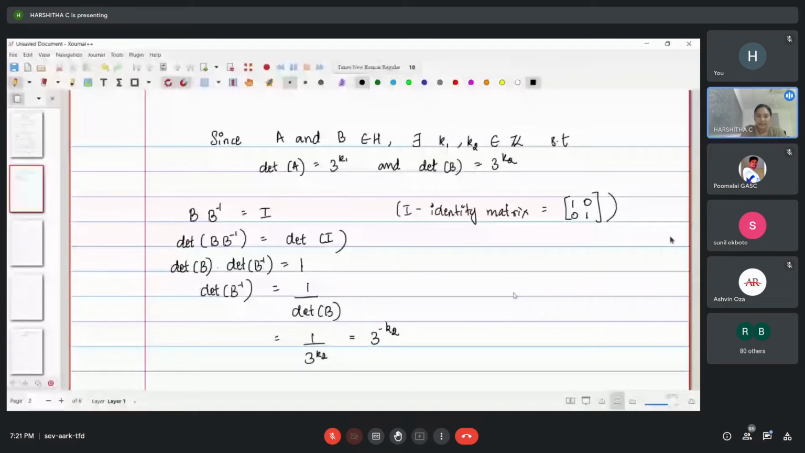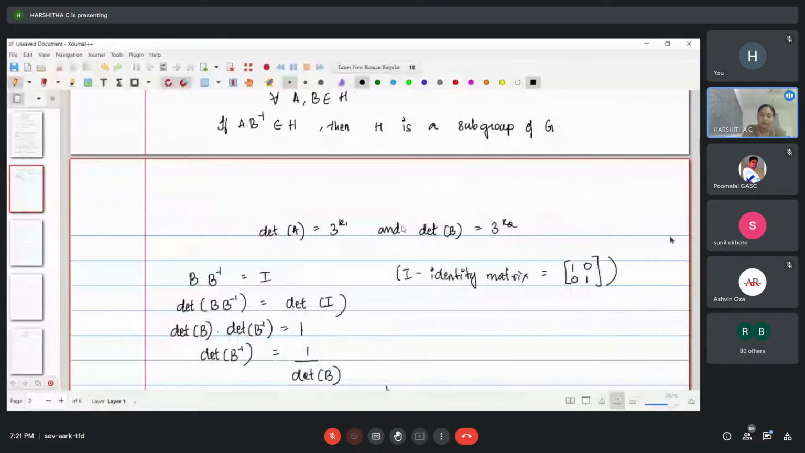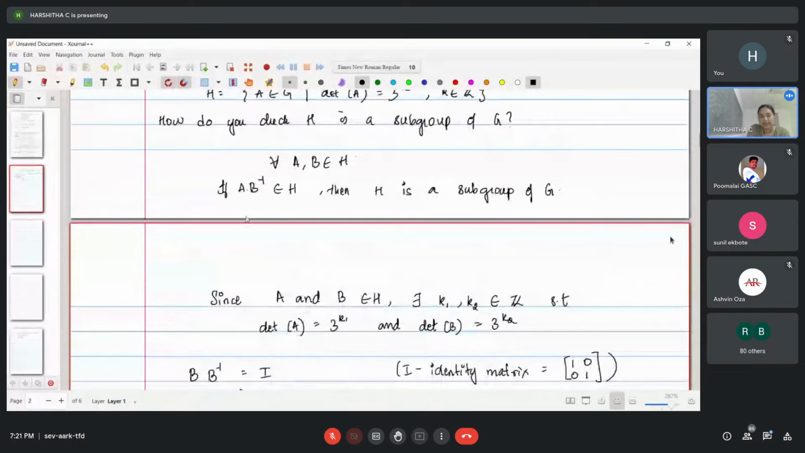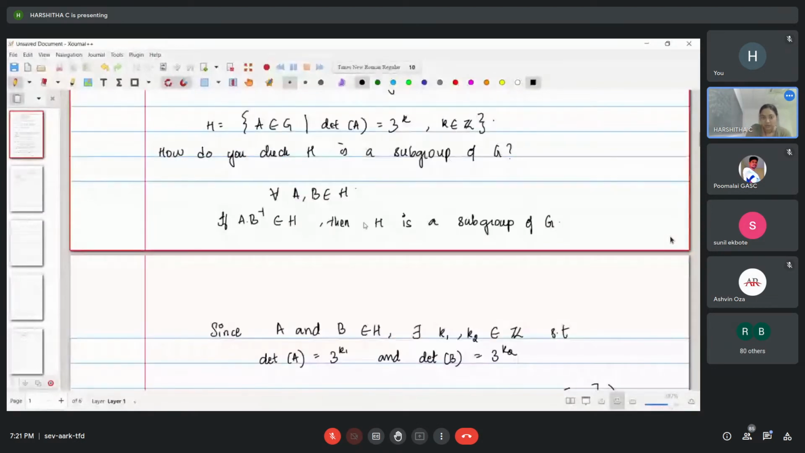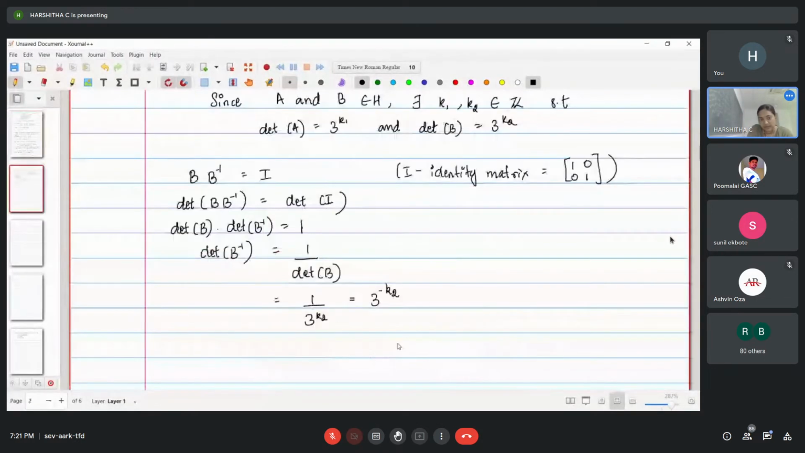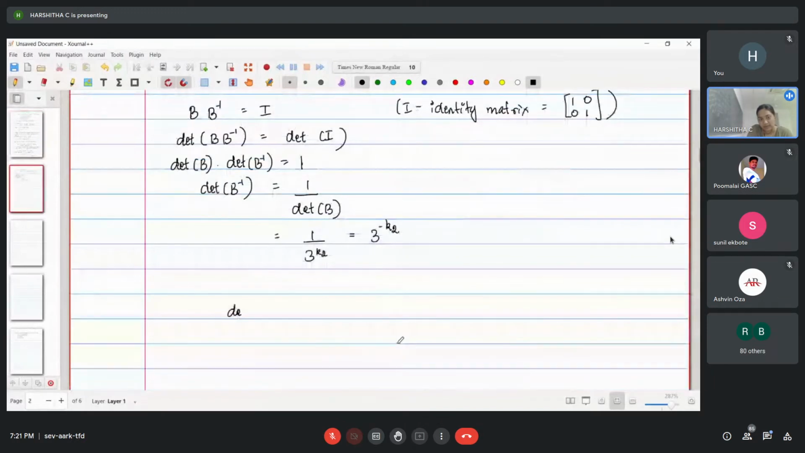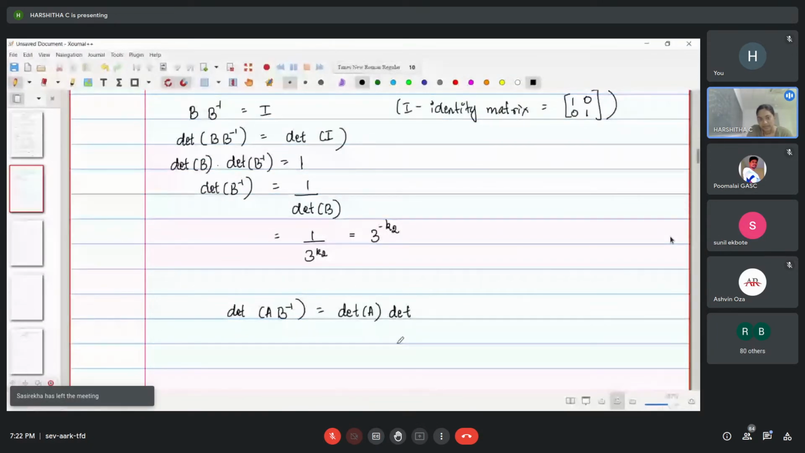Okay, now let's go back. What were we trying to do? We want to see if this element AB inverse belongs to H. That is our aim, right? So again, looking at the condition of H, it is all those matrices whose determinant is of a certain form. So our aim is to compute determinant of A B inverse. Again, this splits as determinant of A into determinant of B inverse. We have both these values.